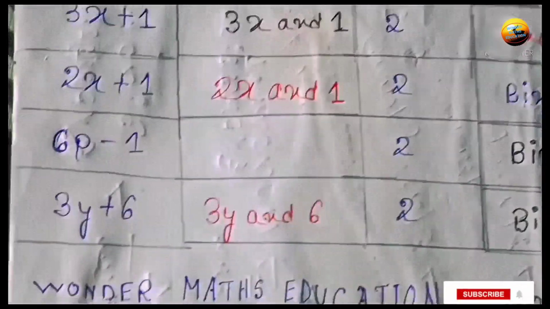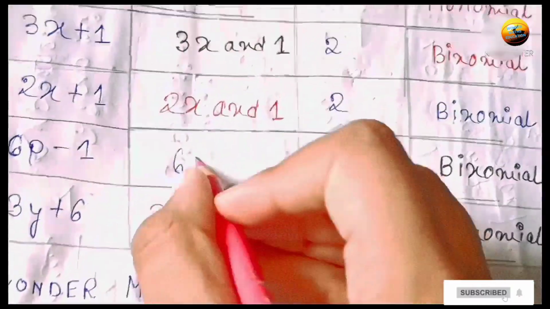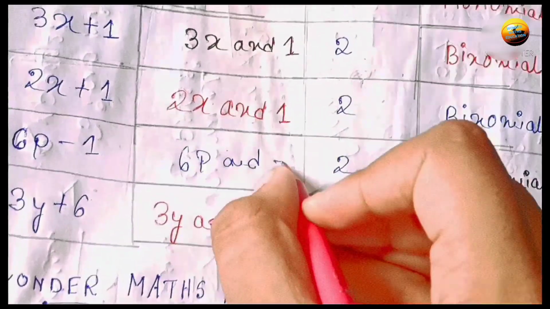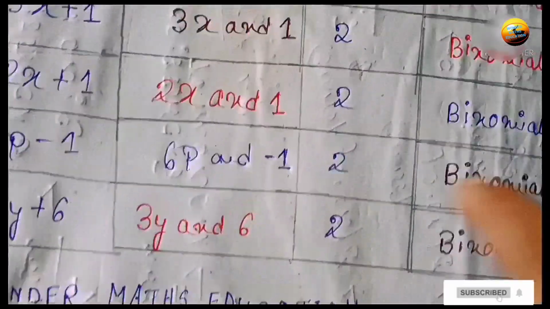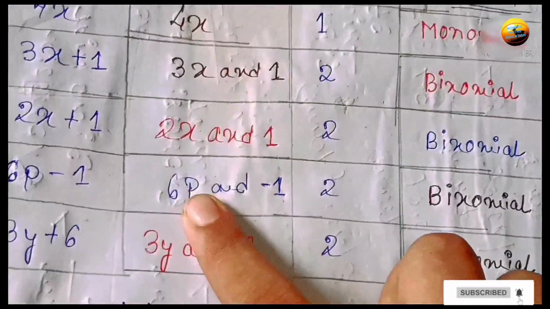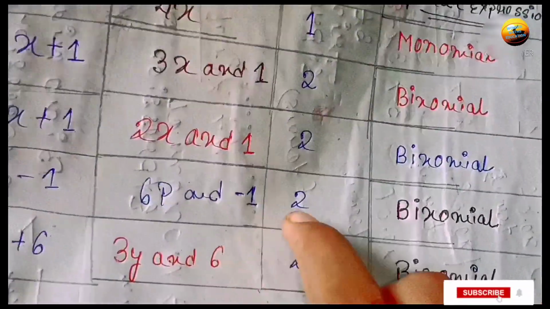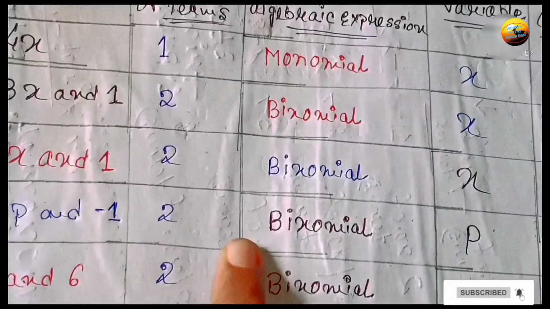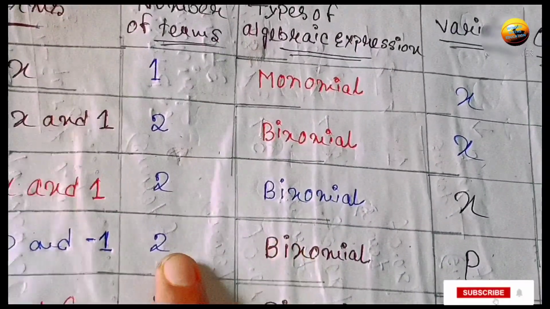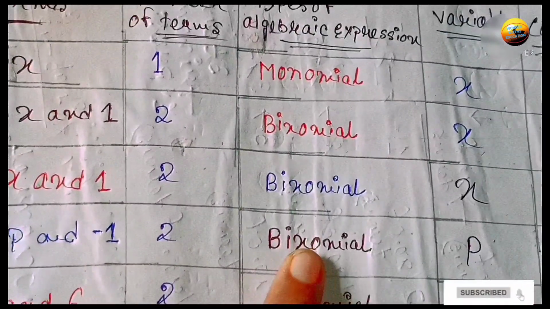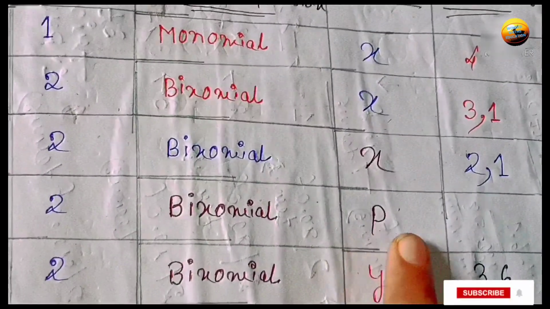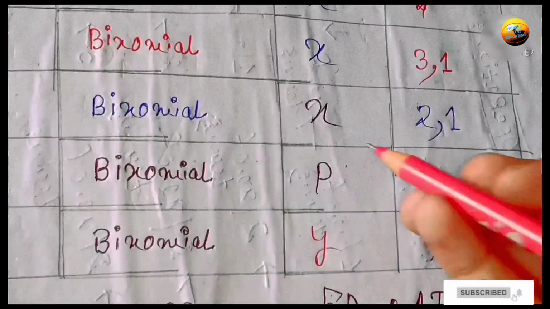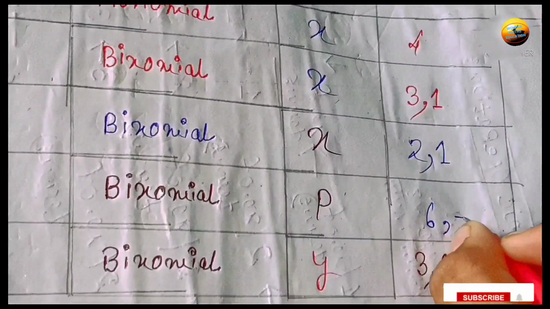And here 6p minus 1, it will be the terms 6p and minus 1. The number of terms you can see is 2, and 6p minus 1 is a binomial expression. The variable is p, and the constants are 6 and minus 1.